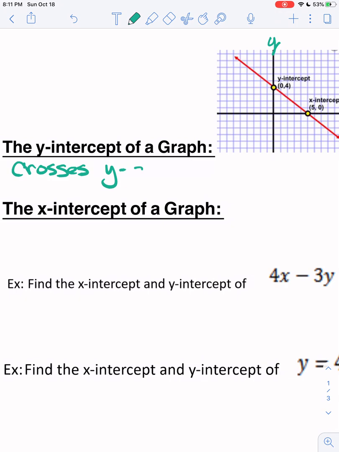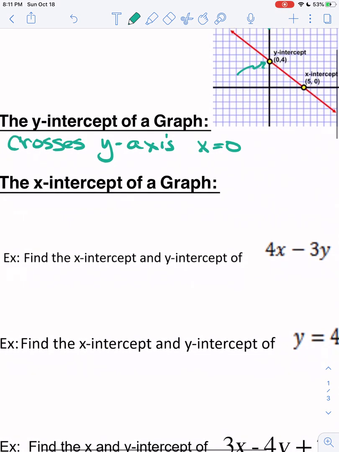the y-axis. And to find the y-intercept, you want to set x equal to 0, because you can see to graph this point, you go over 0. So the x is always going to be 0, and the y is going to be our intercept that we're looking for. The x-intercept, you can see, is where your line crosses the x-axis.